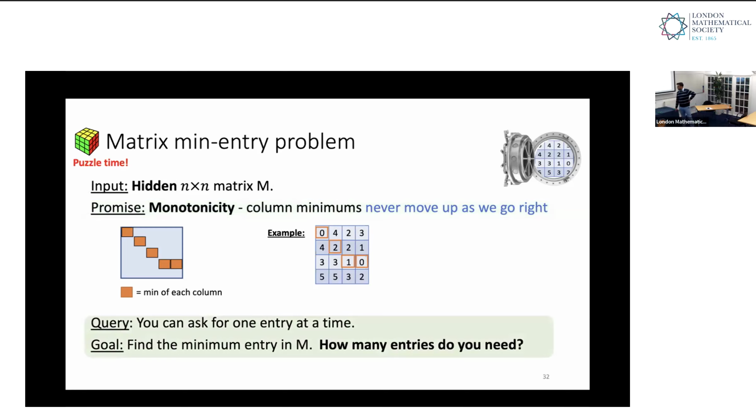And now you have query access to this matrix. You can ask for the i,j-th entry, and I will give you that, and you will be charged once. You want to find the minimum entry of this matrix, which means the minimum amongst these orange entries. How many queries do you need? I will give you a few seconds to think about it.